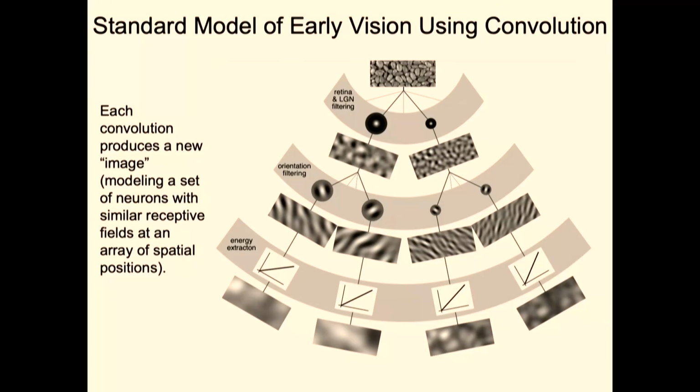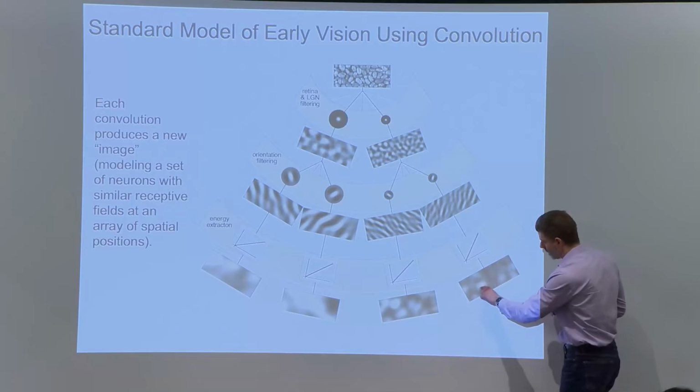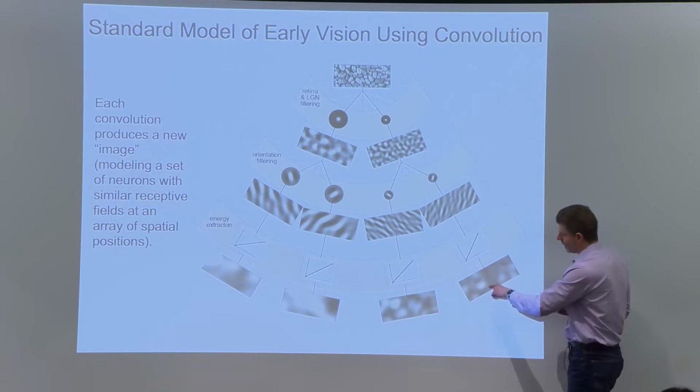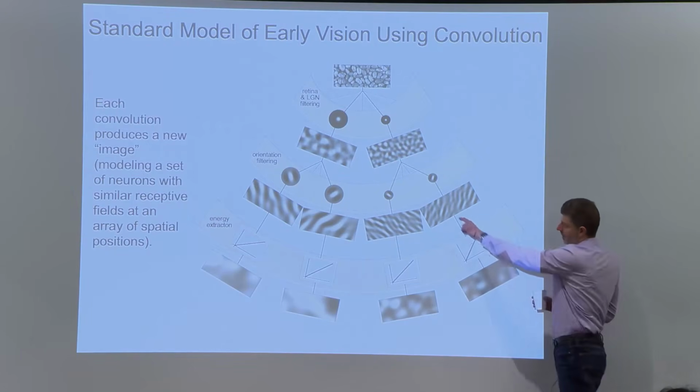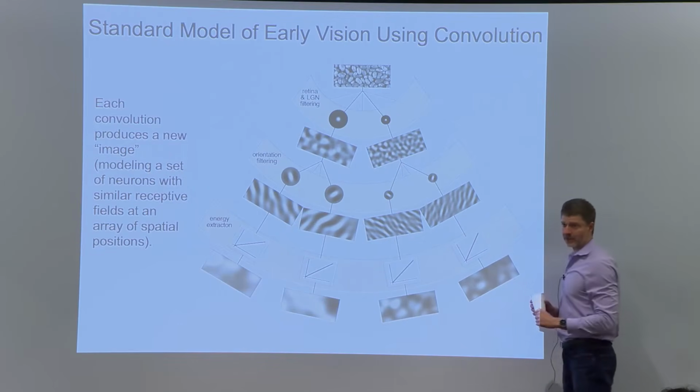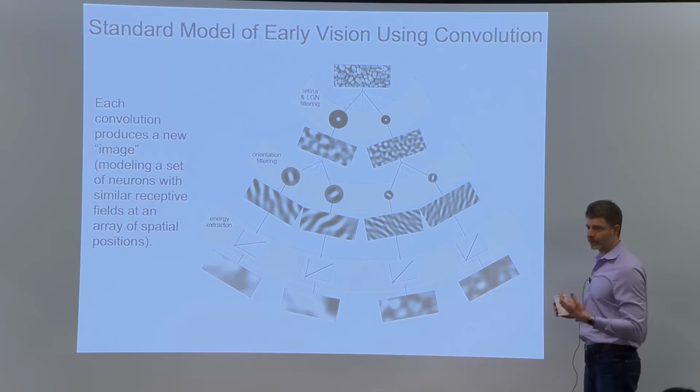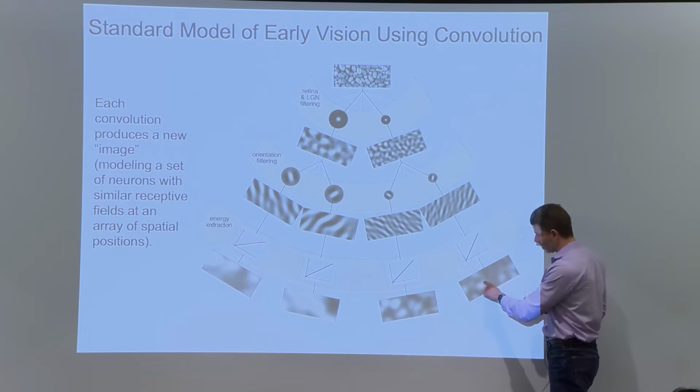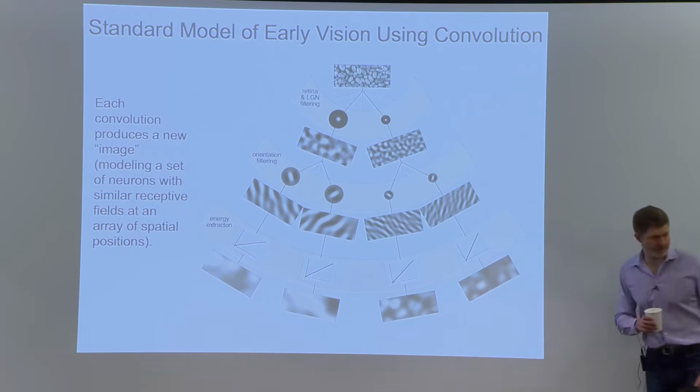But then when you get to the energy quantity, you can see that the energy is high any place that has either high or very low activity in the simple cell responses, because you get this squaring operation and summing. And that causes it to be spatially a little bit more coarse.